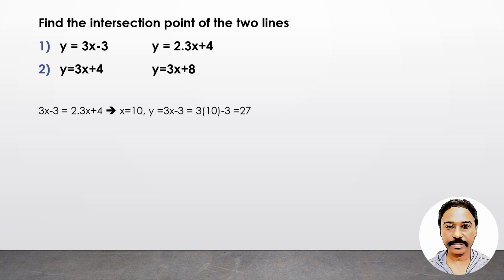So 3x minus 3 is equal to 2.3x plus 4, because this is the junction point, and we solve for x, we find x is equal to 10. You can do that easily by moving x to the other side.